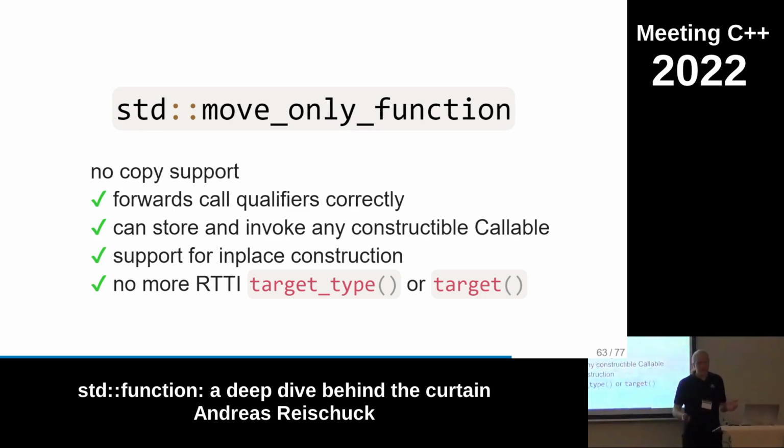There are not many implementations so far. The implementations I have seen are not smaller. So if you compare the size between a standard function and the moveonly function, they're the same. They use the same amount of small buffer like you use in standard function.